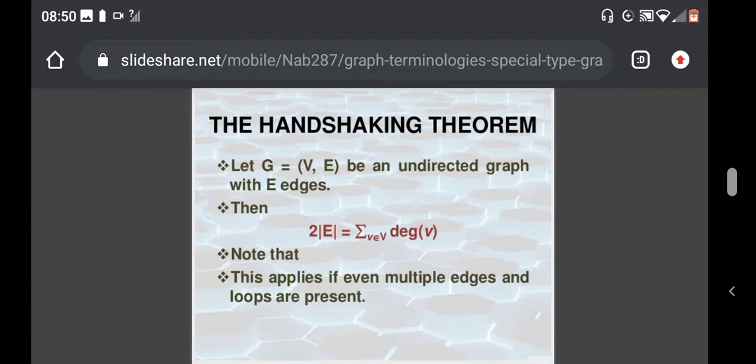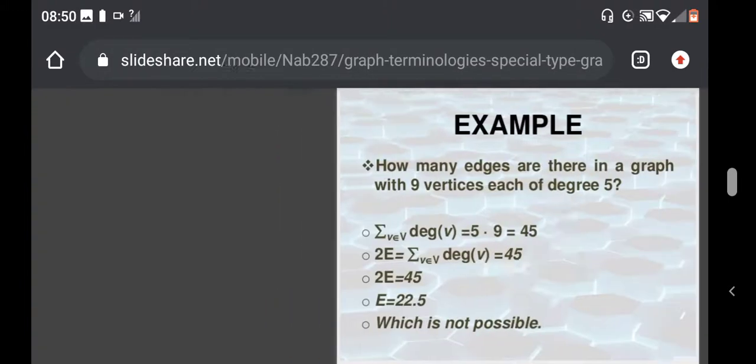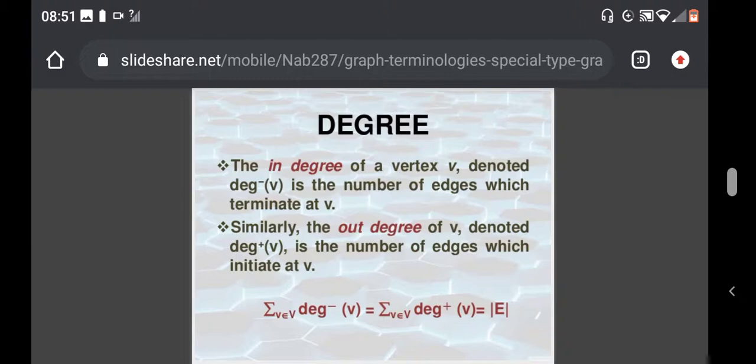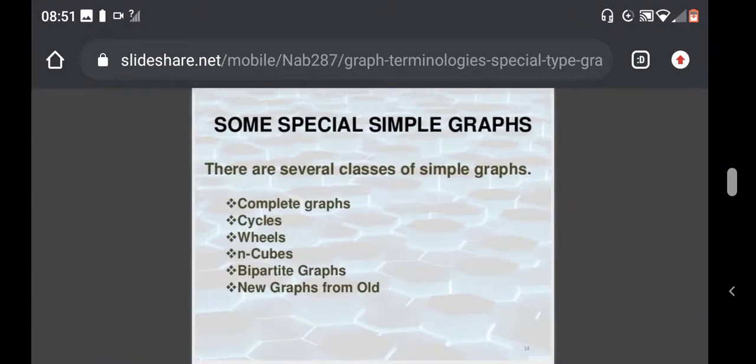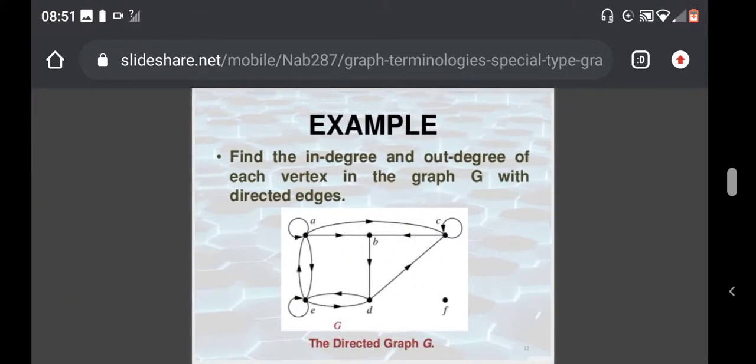So we have the handshaking theorem. An example of the formula: let G equals V for vertices and E for edges be an undirected graph with edges. So these are actually edges. Then 2E, then there's a formula. Note that this applies even when multiple edges and loops are present. So these are the examples of different kinds of in degree and out degree vertex graphs. So we have the graph G with directed edges.